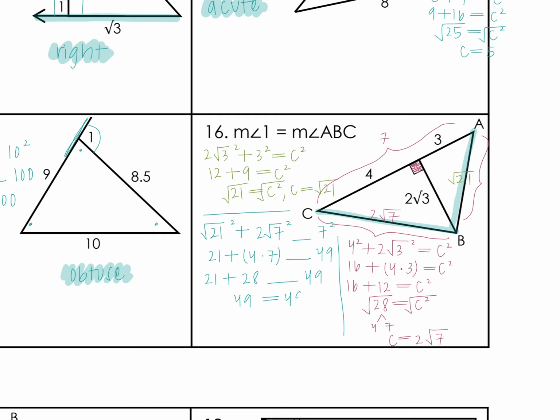Okay, so these are going to be equal. Therefore, this is a right triangle. Okay, and so if this is a right triangle here, remember that is also the angle that they did tell us was going to be the angle 1. And so that means that this is going to be a right angle as well.